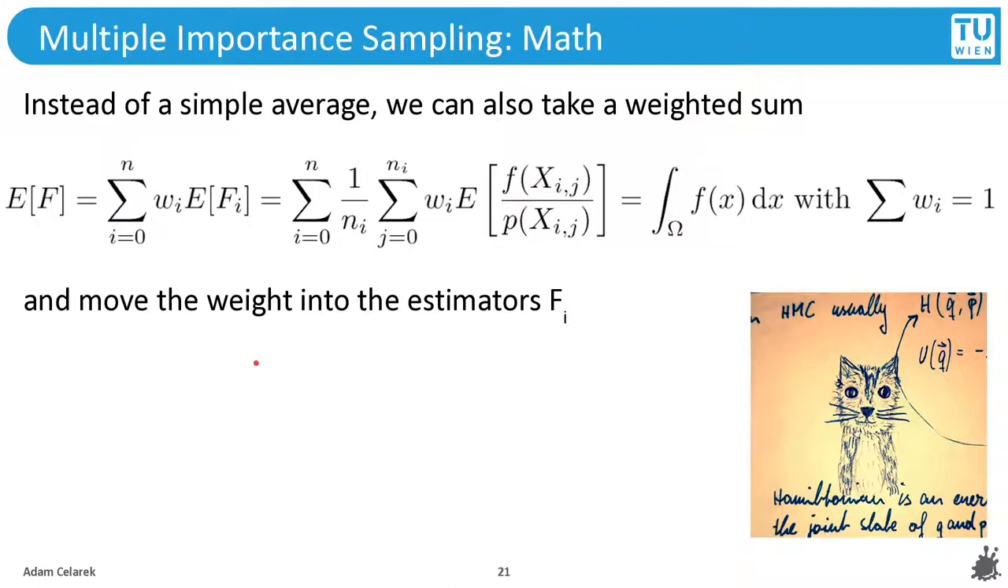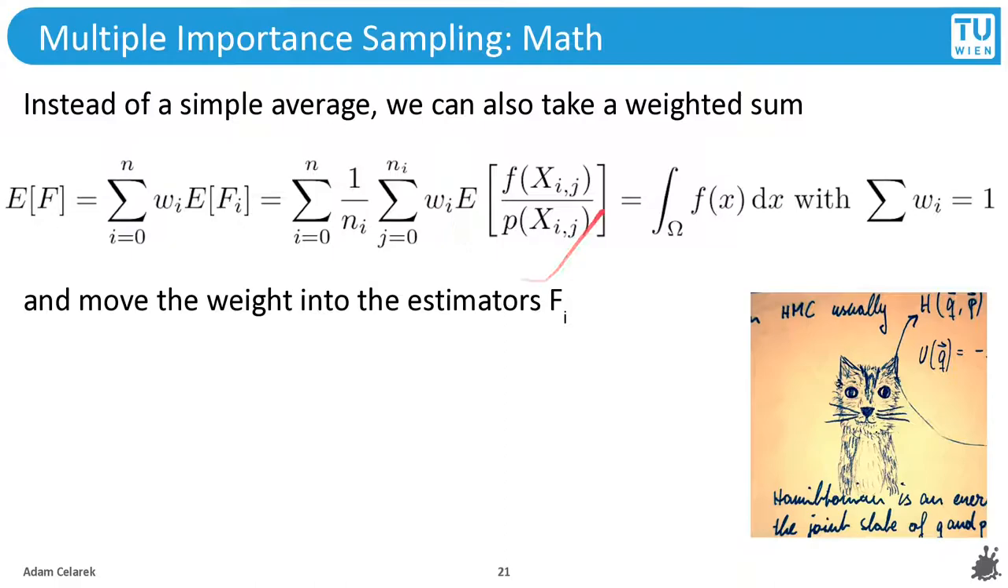We can do a bit better by computing a weighted average. A weighted average, if it should stay unbiased, needs the weights to sum up to one. And what we can do here, we can expand this estimator, like here, and we can pull in this weight inside this inner sum.